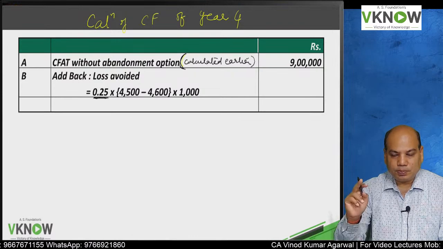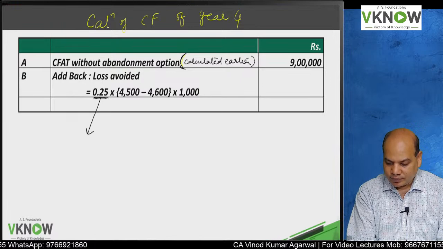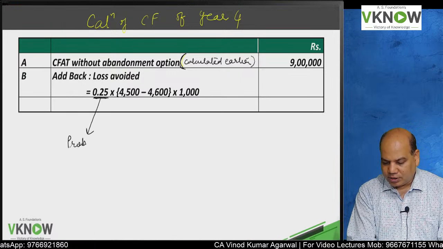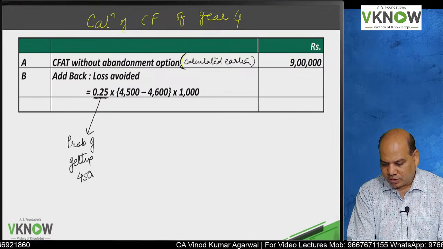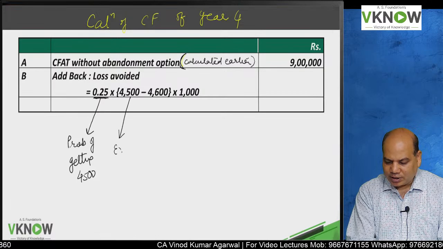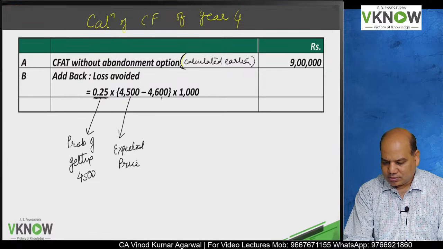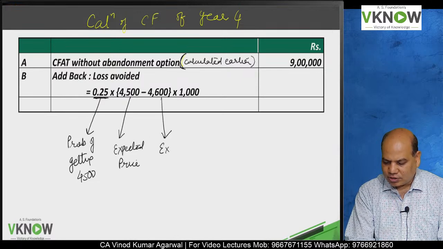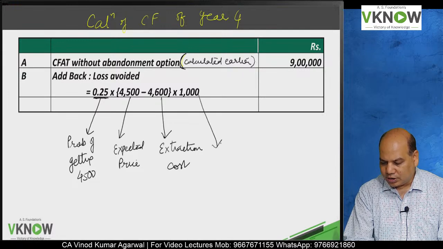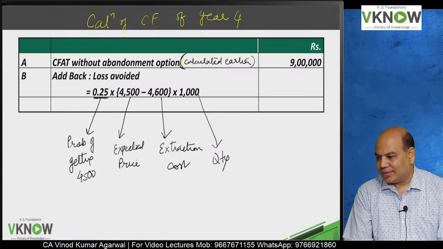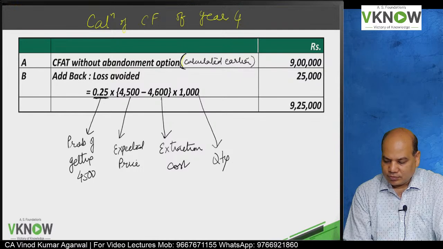Probability of getting 4,500 is 0.25. This is probability of getting 4,500. This is your expected price, this is your extraction cost, and this is your quantity. So what is the answer now? The answer is 25,000.